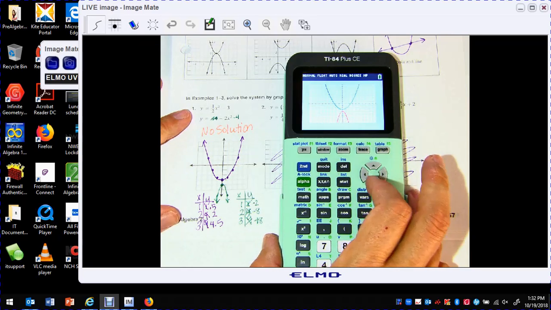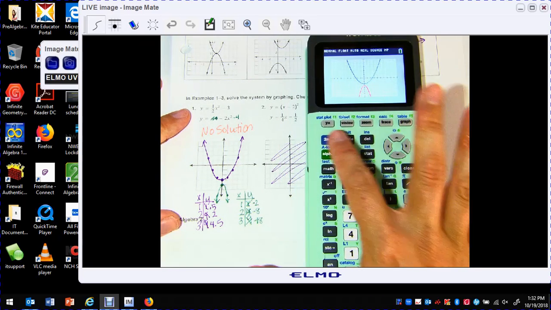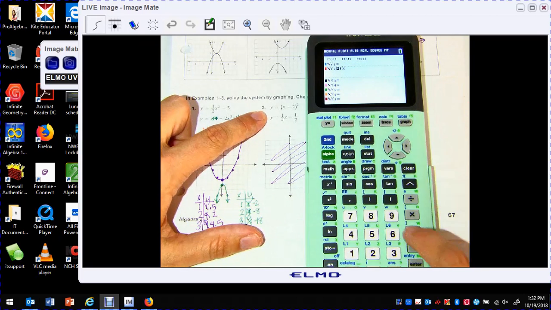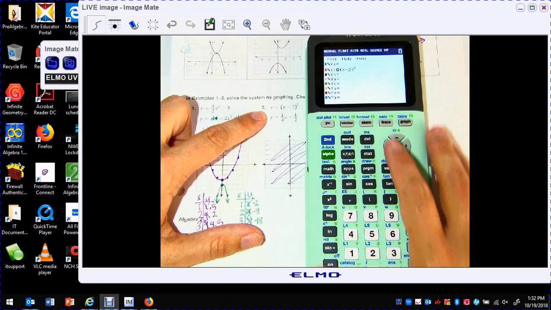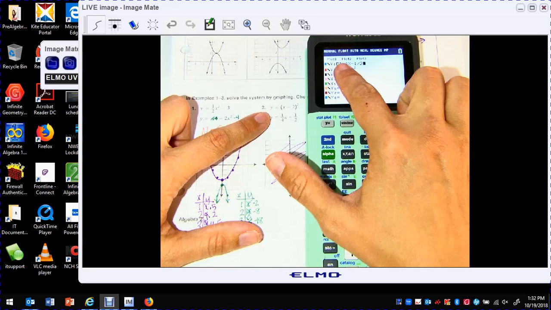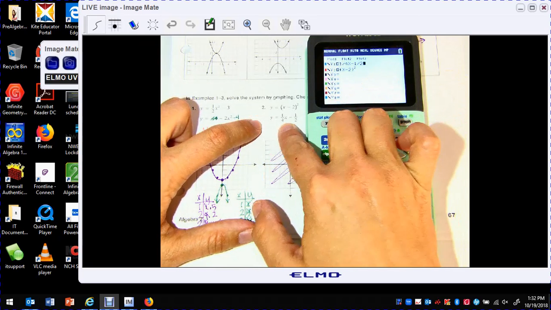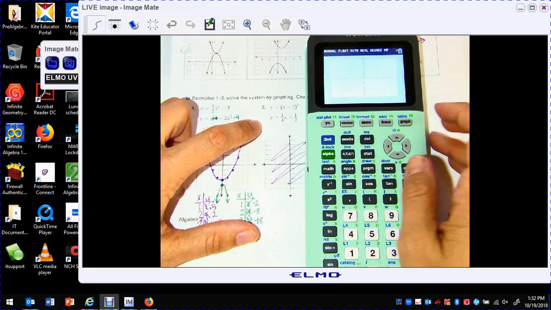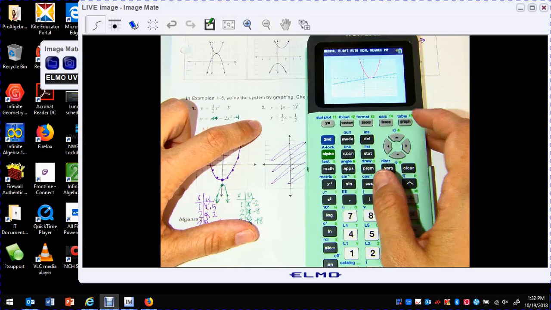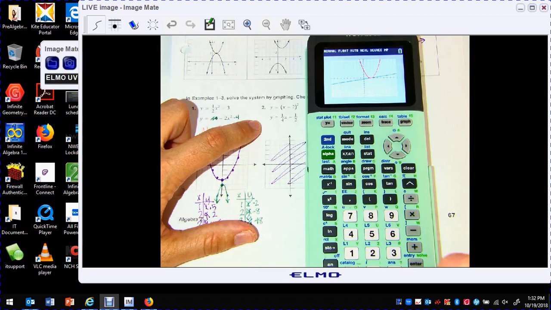Now this next one, I'm going to show you that they do intersect and there is a solution. So I'm going to type this in. I have parentheses x minus 2 squared. Now the second one is actually a line. The second equation is not x squared, it is just x. So when I graph them, there goes the line, and there's the quadratic. Just by looking at it, it looks like they only intersect once.